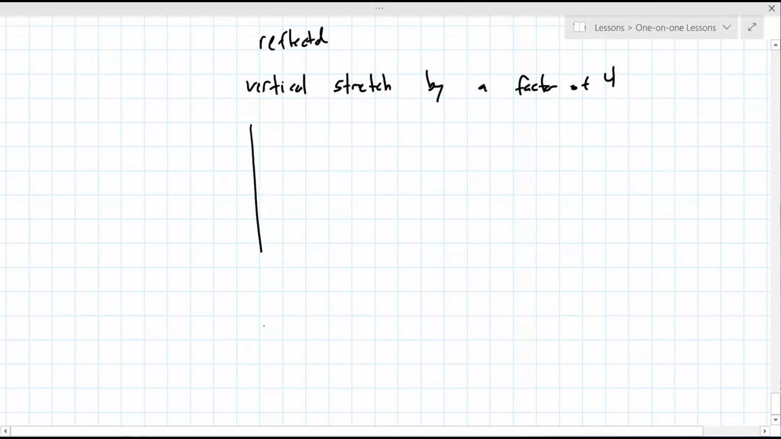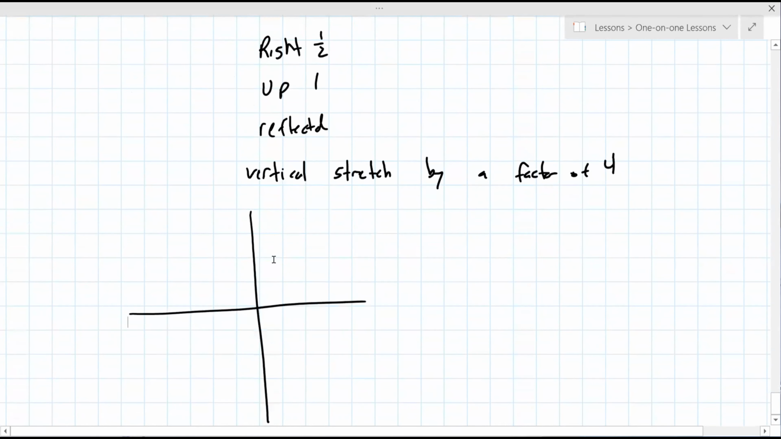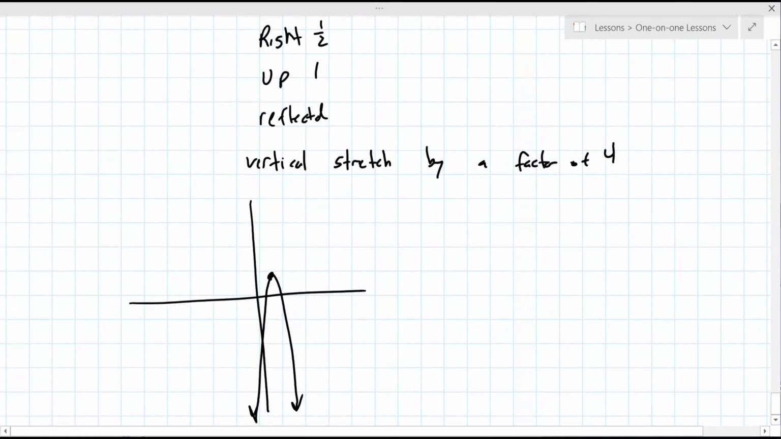So what that does, and what did I say here? I said right 1/2, up 1. So there's your vertex, but then it's just much narrower. It would look something like that. Whereas the normal one maybe looks more on the outside, thinner. But it's really meant to be a sort of vertical thing.